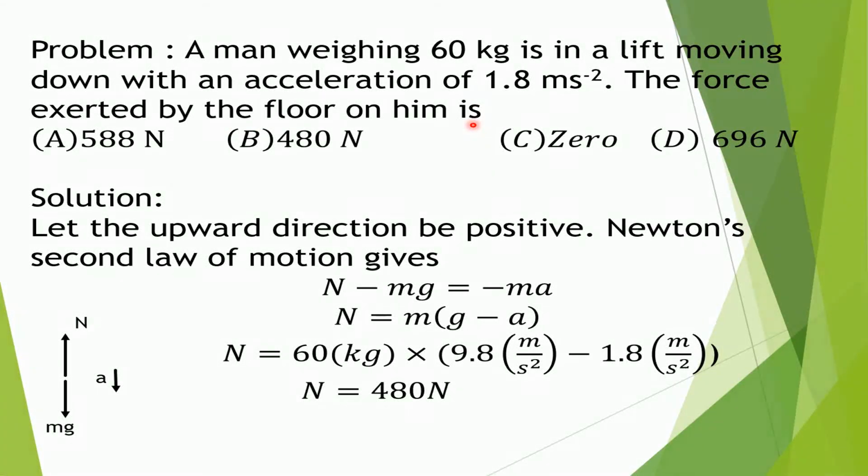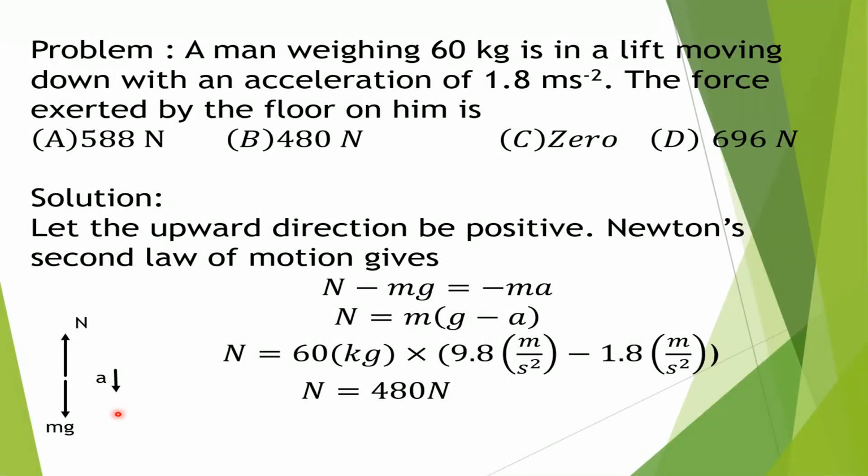Here we have shown the free body diagram. mg is the weight of that man. N is the normal force, which is the force exerted by the floor on the man. Now the man is in the lift, and the lift is moving down with an acceleration of 1.8 meter per second square. So we have shown this acceleration. Again, we go back to Newton's second law of motion.